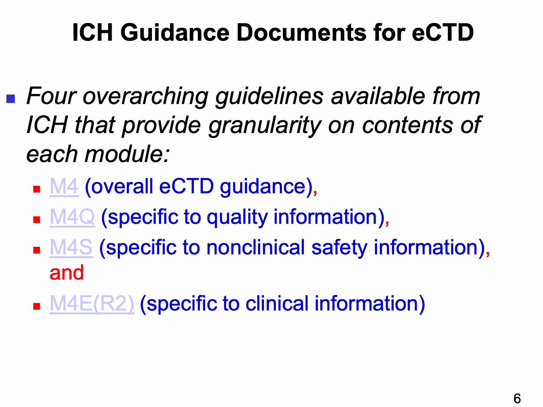Now, if you would like to look into the quality information for Module 3, you have to refer to ICH-M4Q, Q for quality. If this is for the safety information, you have to refer to ICH-M4S, S for safety. And if you would like to go to, again, ICH regulations for the clinical information or efficacy, you have to use ICH-M4E version R2 in order to look into how you're going to do that work.